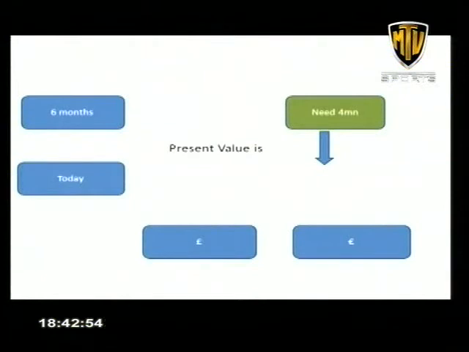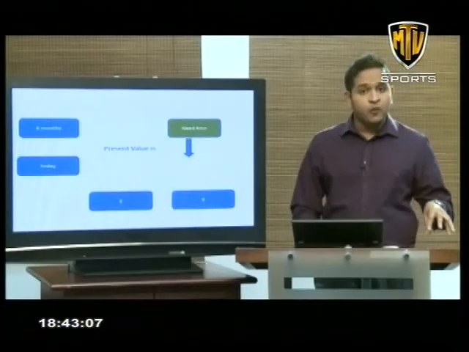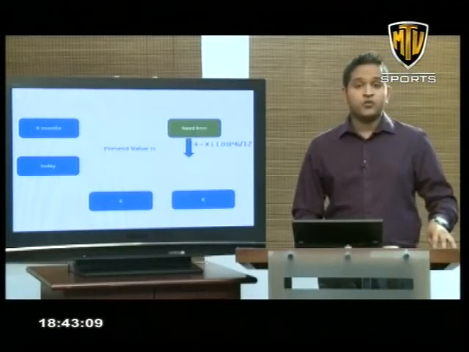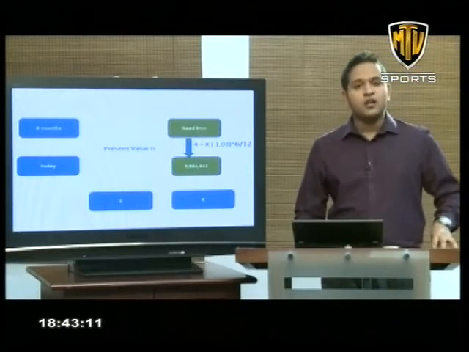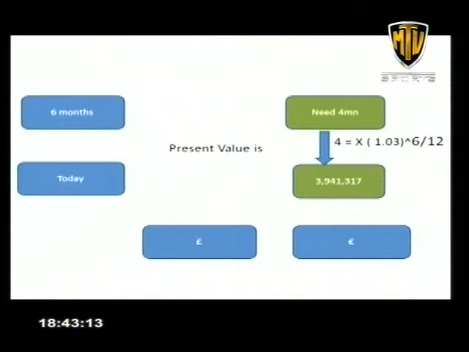So how do I figure out how much I need to borrow? Is by working backwards from the 4 million euros. I know in 6 months time I need 4 million. If that's the case, how much of euro should I deposit today? Right? How much of euro should I deposit today? I can rework using the future value equals present value into 1 plus r to the power n, the usual equation. And 3.941 roughly is the value of the euros I need today, and this I need to deposit.